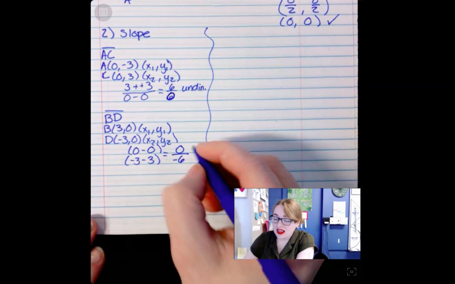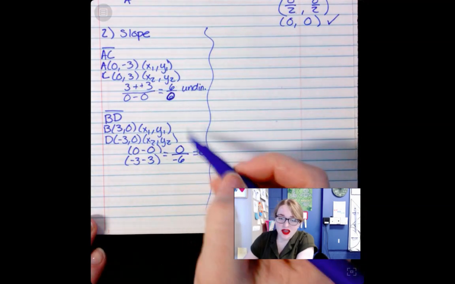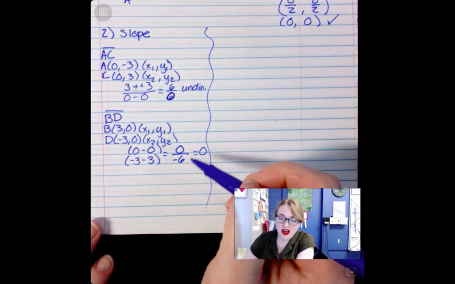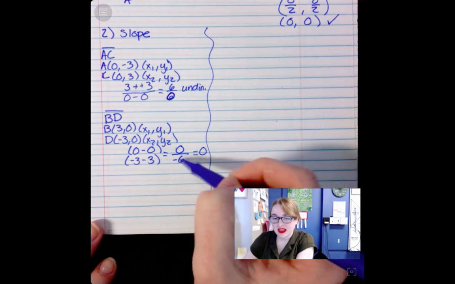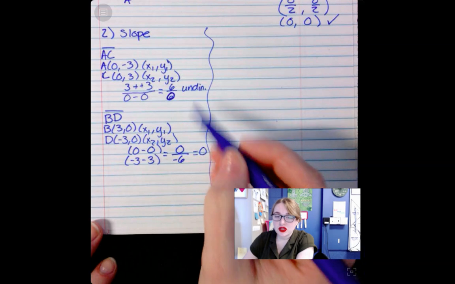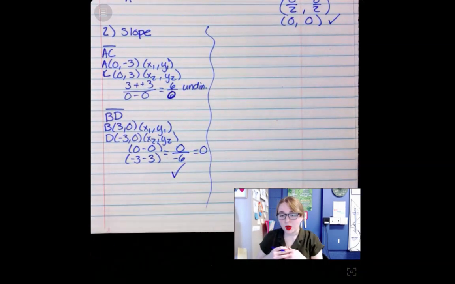0 divided by anything is always equal to 0. As we can see, we have been flipped upside down. We cannot make this 0 negative. A negative 0 does not exist, but we can see that our fraction was negative. So these are opposite reciprocals, which means that our diagonals are perpendicular. So it would qualify for a rhombus at this point.